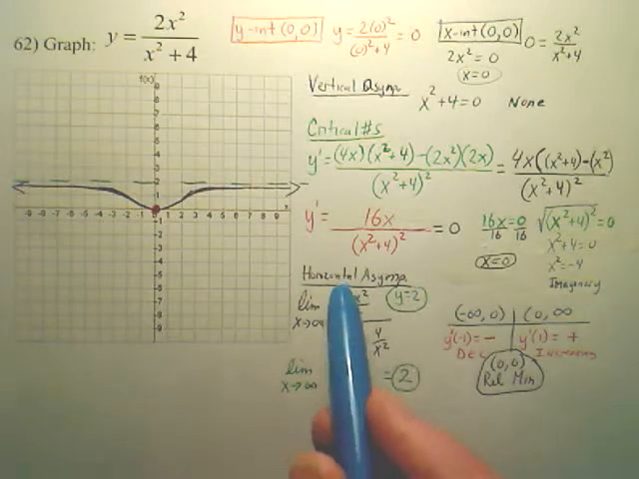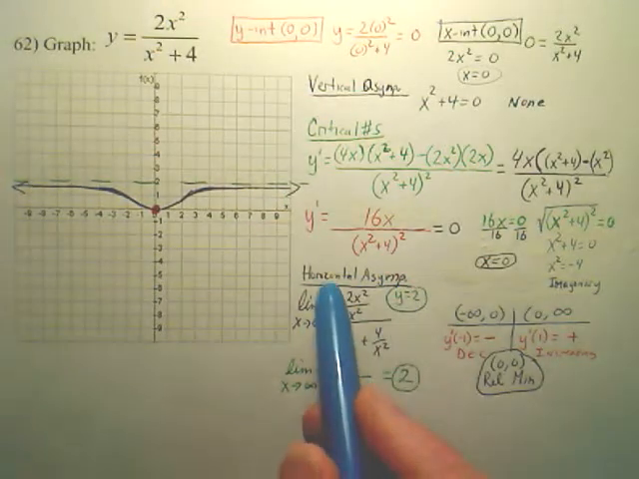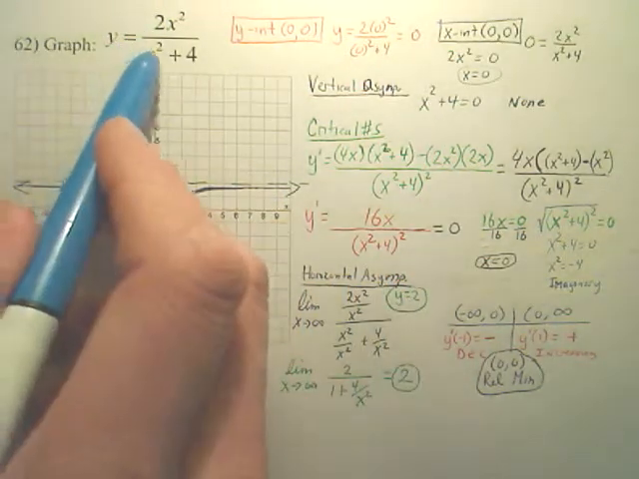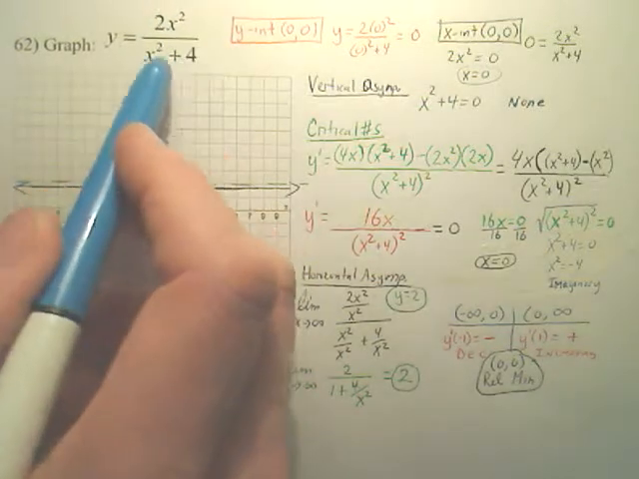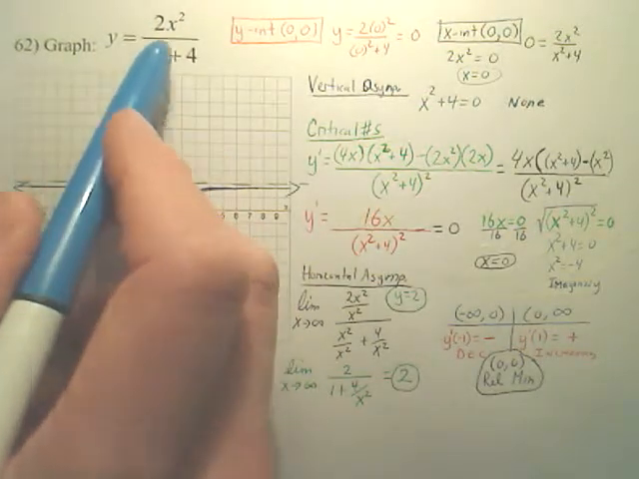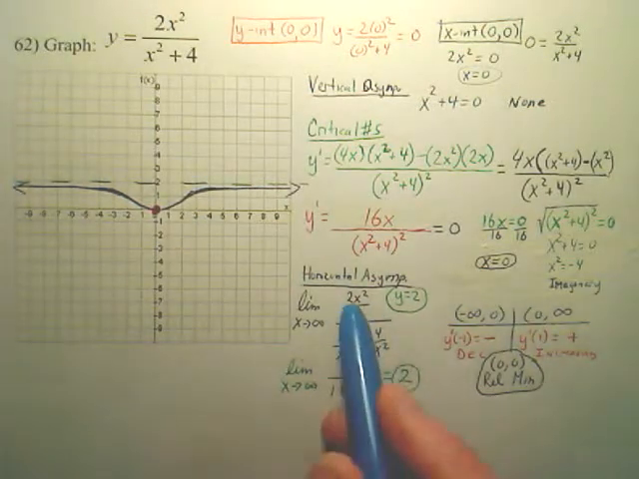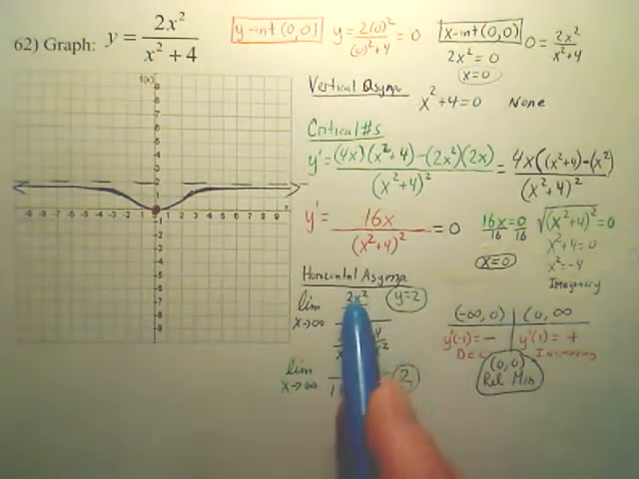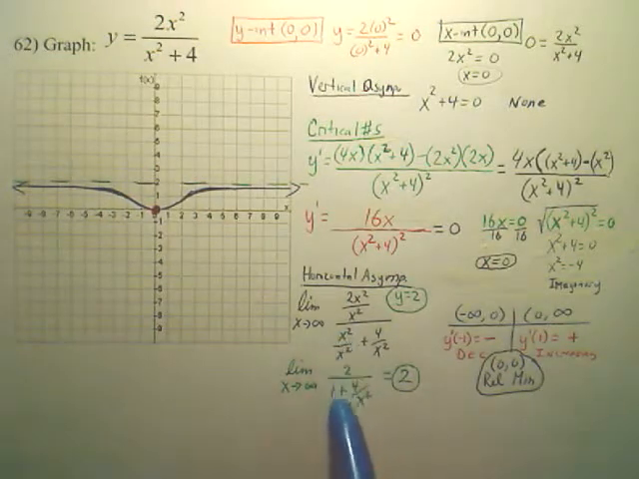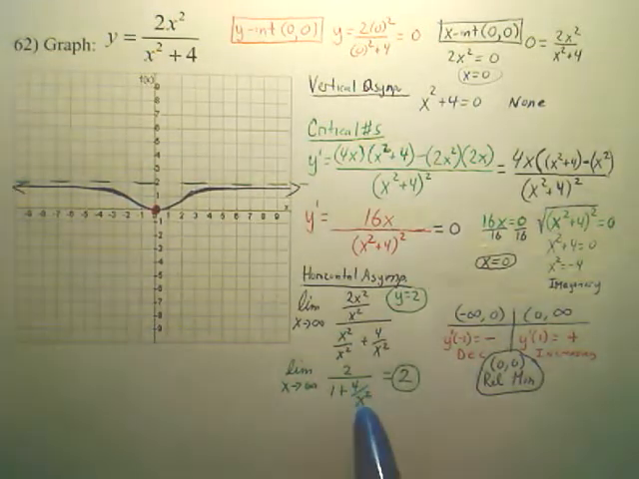Then we want to find horizontal asymptotes. How you find horizontal asymptotes is you divide everything by the highest degree in the denominator. So we're going to divide everything by x squared. See, x squared, x squared, x squared. When you do that, this just ends up with 2, that ends up with 1, and that ends up with 4 over x squared.